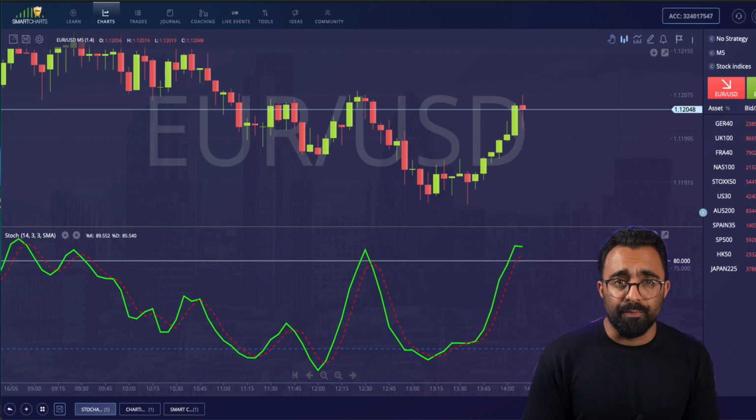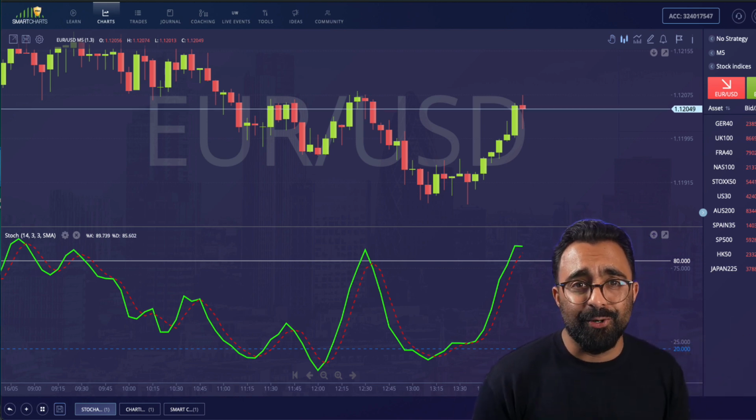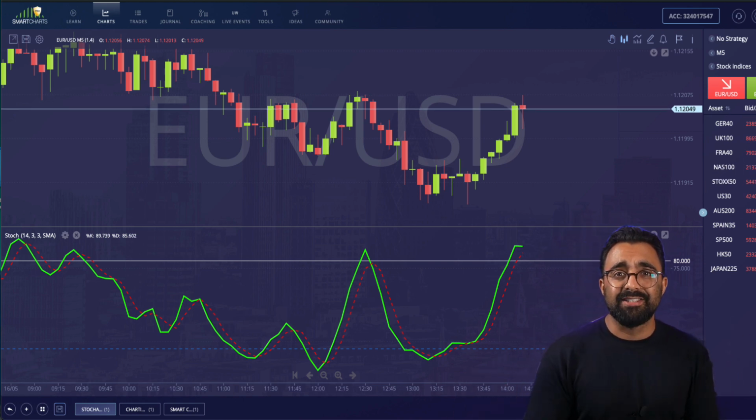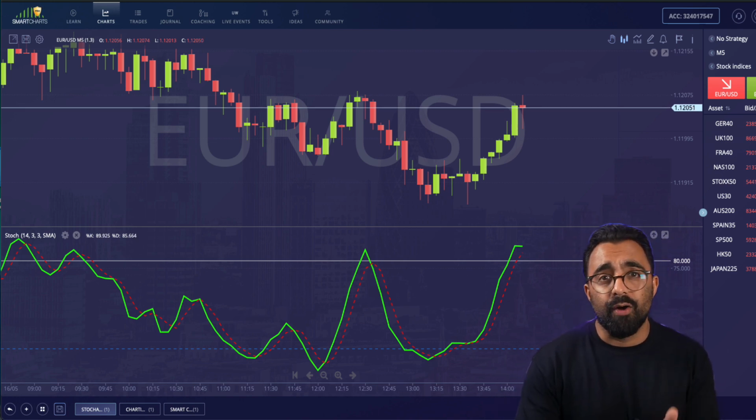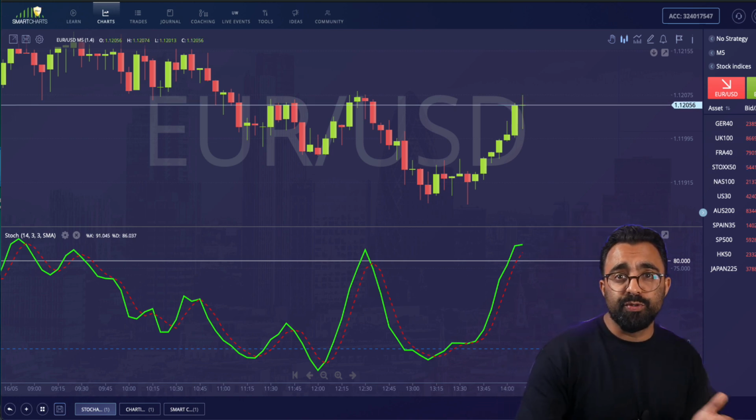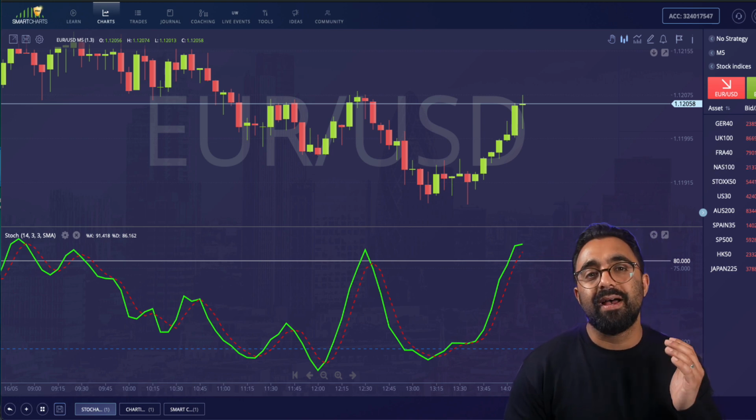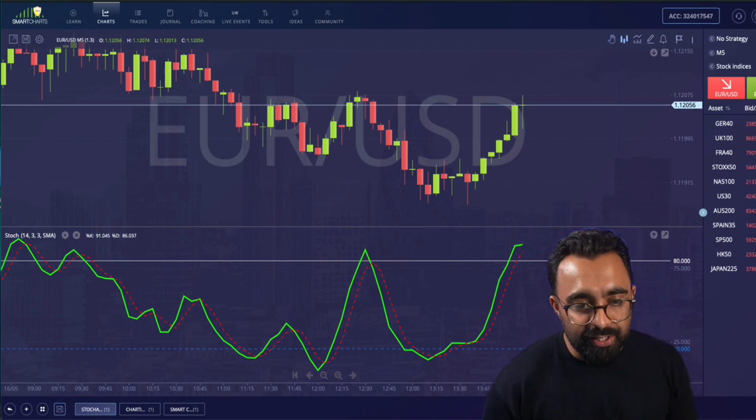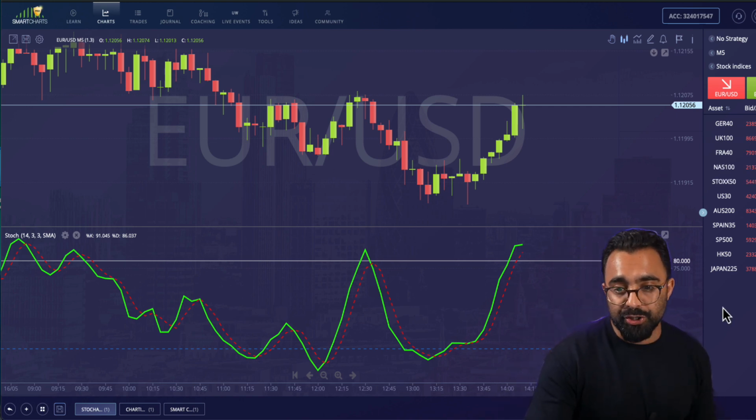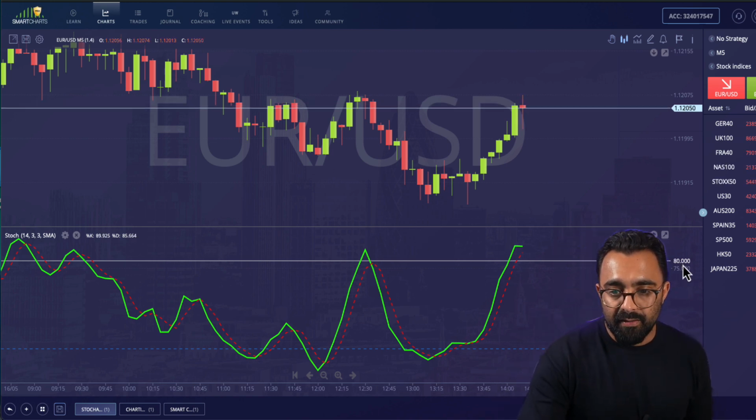Most traders overcomplicate. What's the stochastic oscillator? The stochastic is a momentum indicator, and it tells us how strong or weak the current price movement is. It moves between 0 and 100 and helps identify moments when the market is overbought or oversold. So as you can see here on the chart, here's 80 and here's 20.